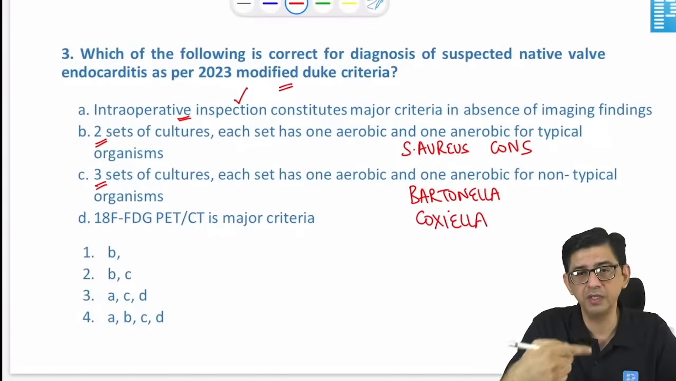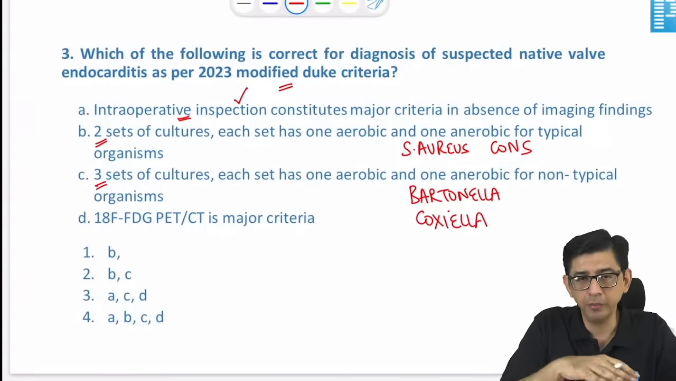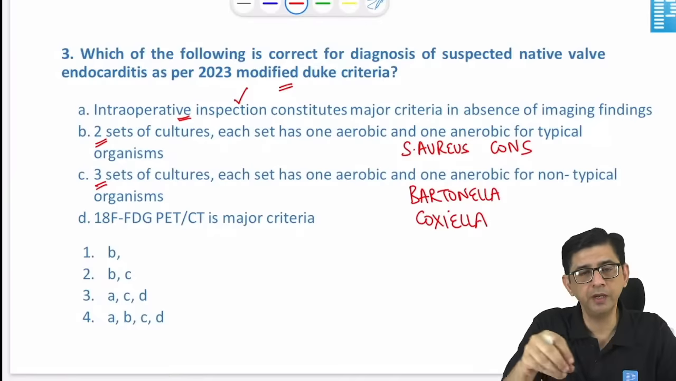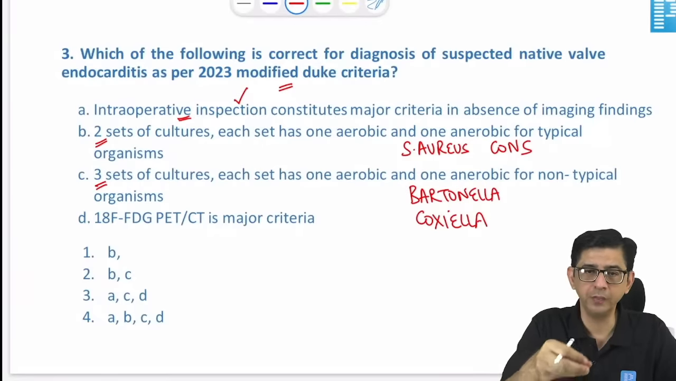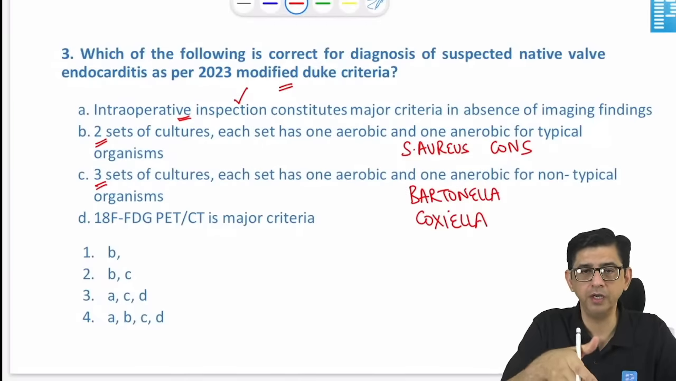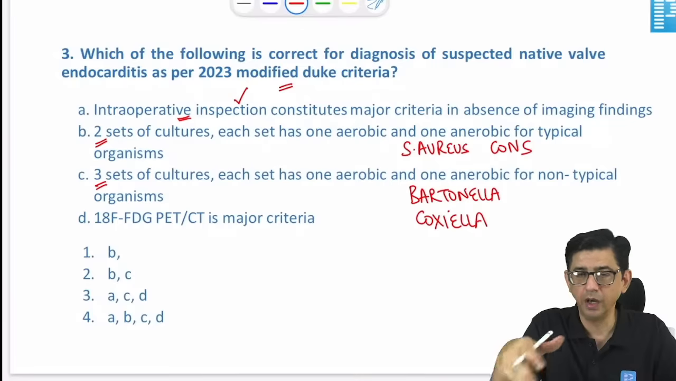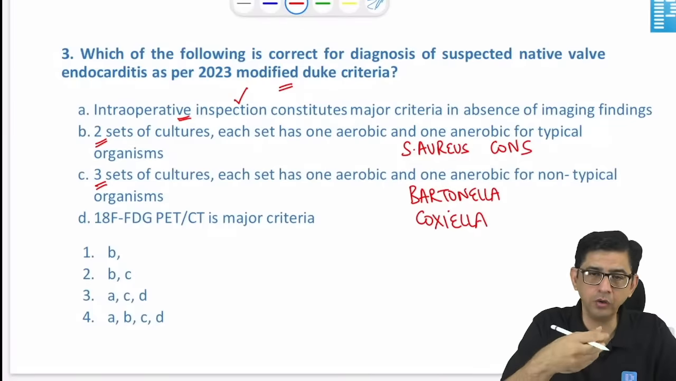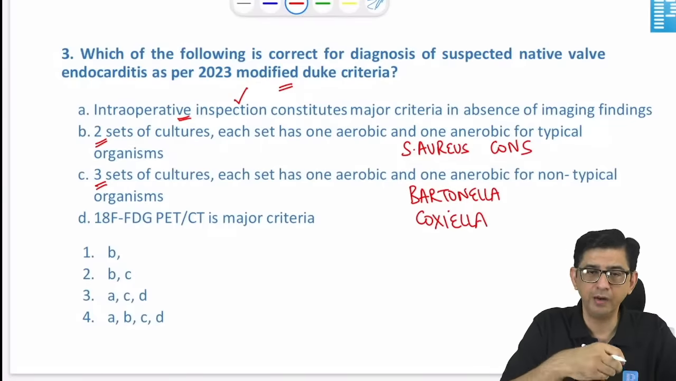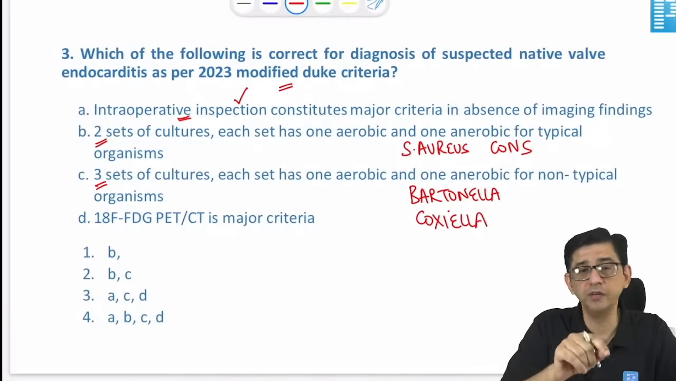There is a difference now. He says that the timing is gone, I mean, there is no time lag required. Earlier, three sets had to be taken at a gap of 1 hour. Now he says there is no need. You can draw all the samples in a single go from a single site. Earlier, it was different venepuncture sites.